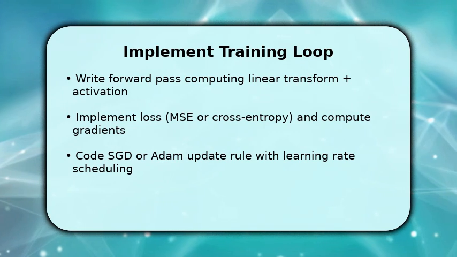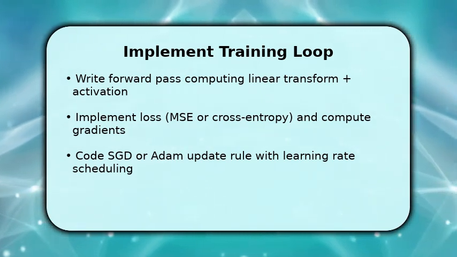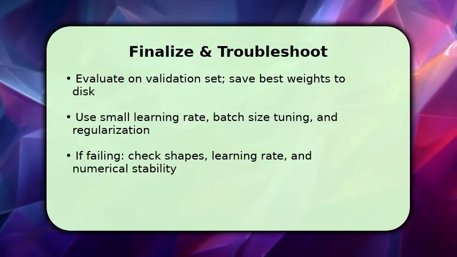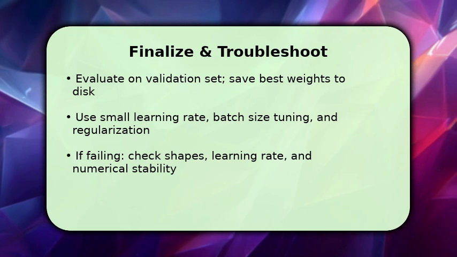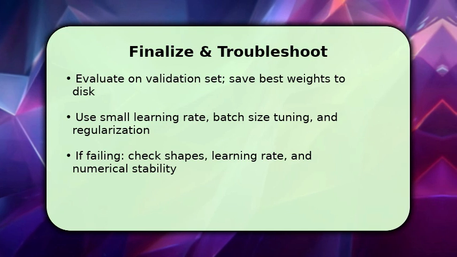Make sure to monitor loss and accuracy each epoch and add gradient clipping if values explode. Finish by evaluating the trained network on your validation set and saving the best performing weights. You should add checkpoints and simple metrics logging so you can replay experiments.